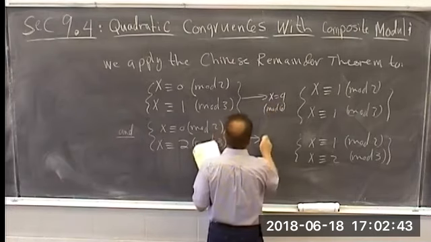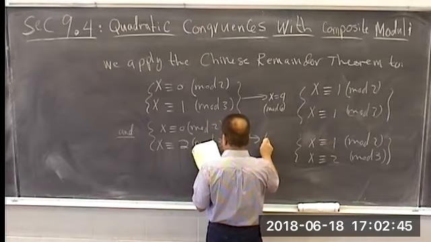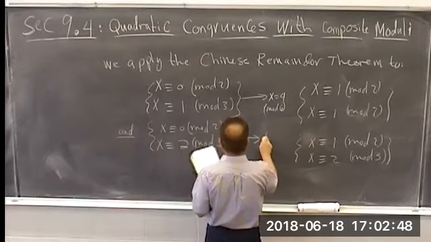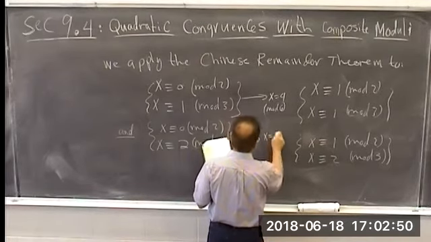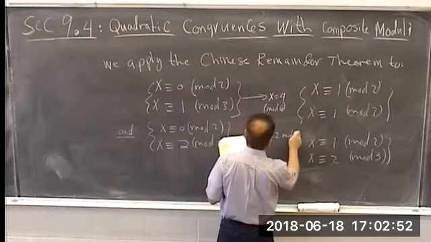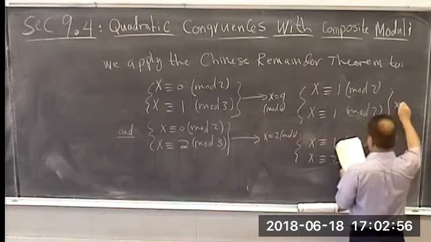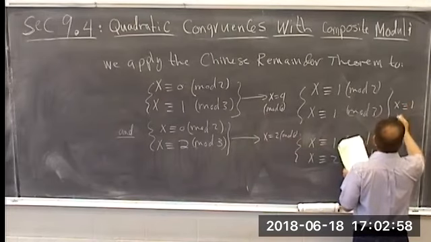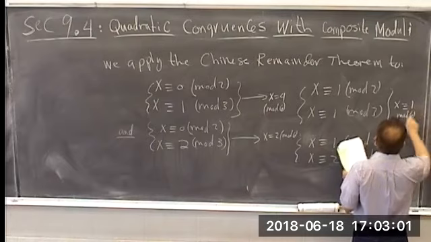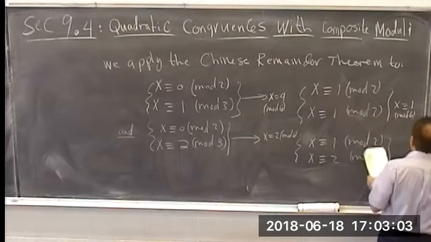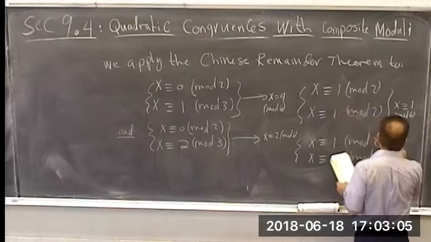This one gives me 2. Let me see if I can. Yeah, this one is 2, mod 6. And this one is 1, mod 6. Yeah, it's not very hard to see this one works for 1. And this is x equals 5.